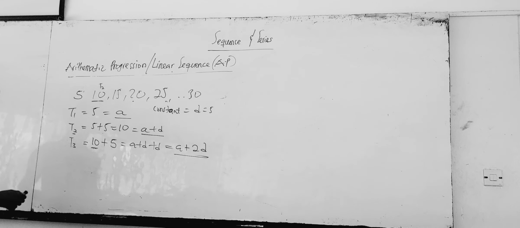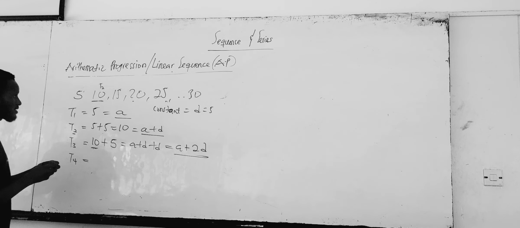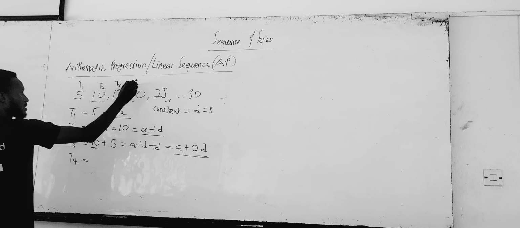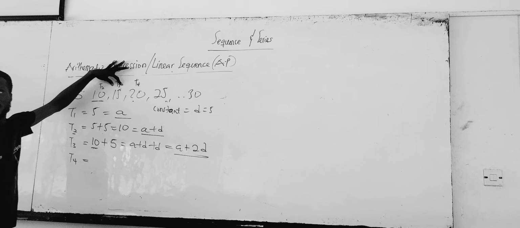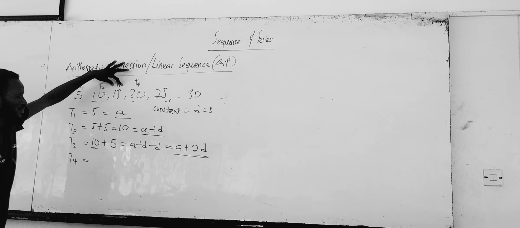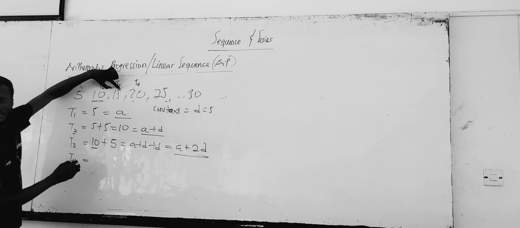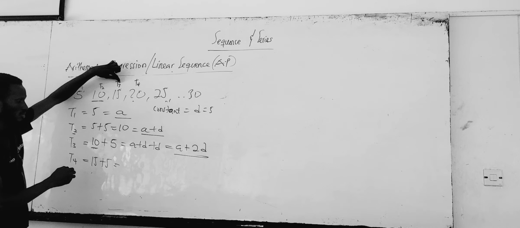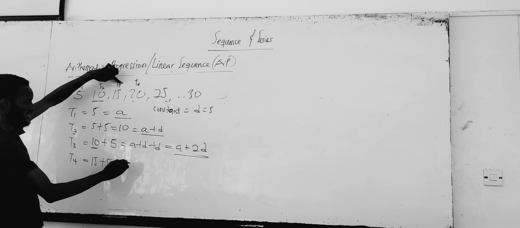Follow me closely. Now let's come to T4. What is T4? T1, T2, T3, now T4. T4 is 20. How did we get a 20? It was T3 plus what? It was 15 plus 5. We added 5 to the 15. What is the meaning of the 15? The 15 is the T3. Don't forget, the 15 is the T3. You got it? So it was T3 plus 5.